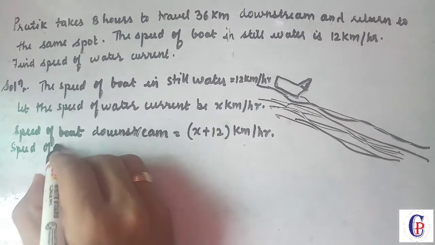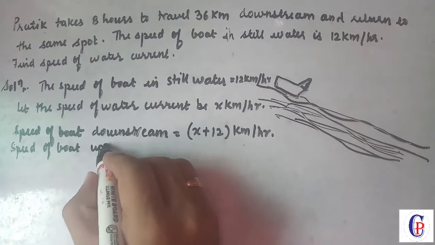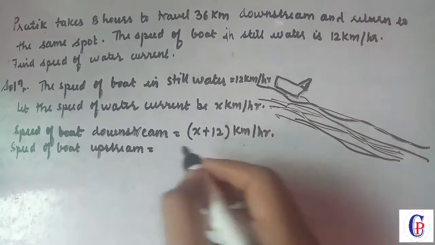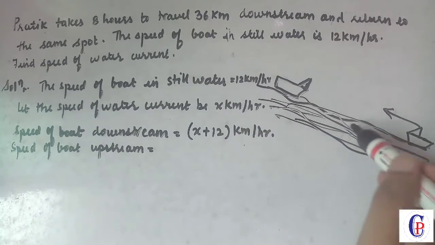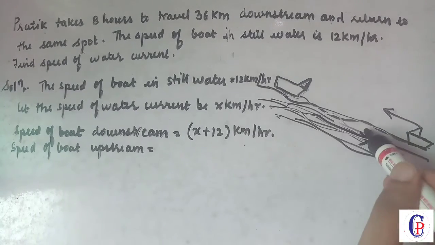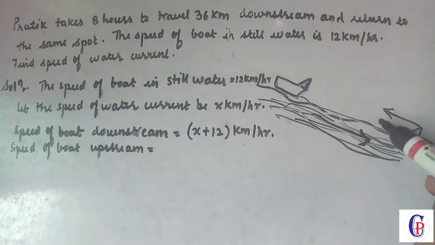What about speed of boat upstream? Upstream, while coming up, if the boat is here and now it is coming upward, what happens? The speed of the water, see this water is flowing downwards, it will cut the speed of the boat. Like the same example of bicycle, if you are riding a bicycle and someone pushes you from the front, what happens? Your speed will decrease. You will not be able to move ahead, or you will be able to move ahead but with less speed. It will not be the same.